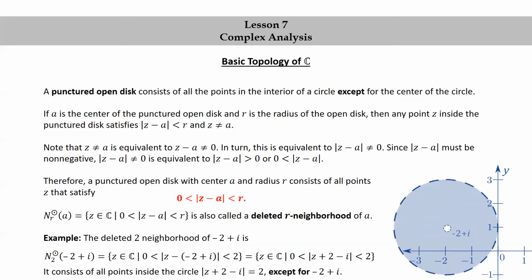Okay, here's a picture of the deleted 2 neighborhood of -2 plus i. You can see we shade everything inside the disk, but we leave a hole at -2 plus i to indicate it's not included. And we use dashes around the boundary to indicate that the boundary is not included.